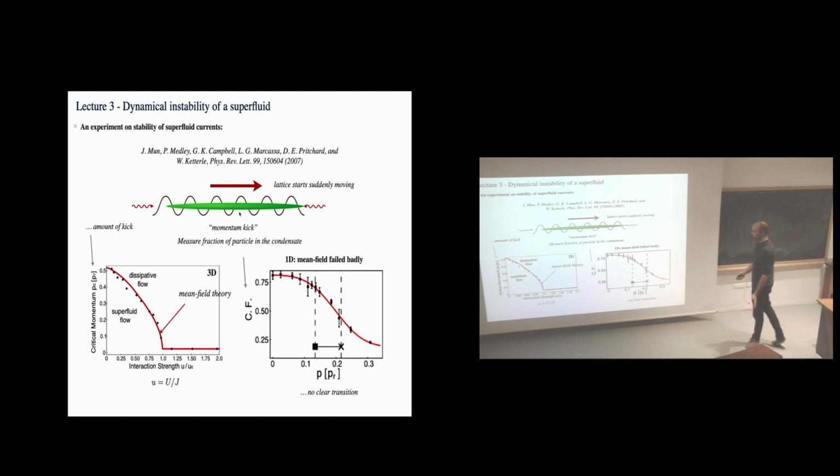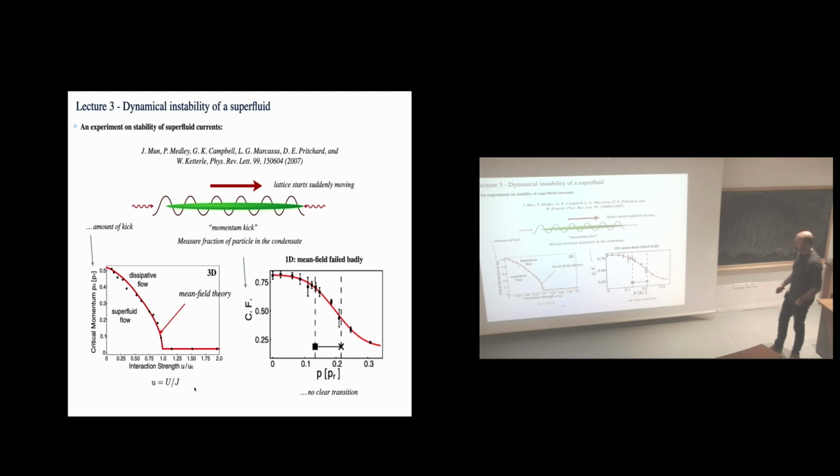The way they do it is they turn off all the optical traps, do the time of flight, and measure how many particles are in this one condensate mode. They check, depending on how strong the interactions are in the system, and depending on how much they kick the system, whether this Bose-Einstein condensate, this superfluid, is going to survive. One can then get these kinds of dynamical phase diagrams.